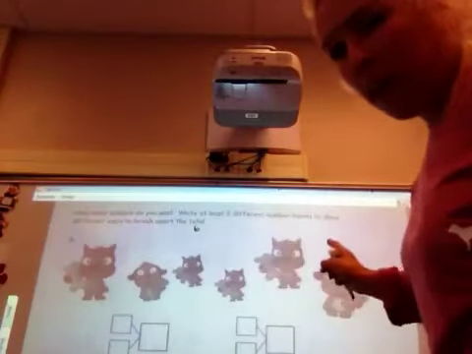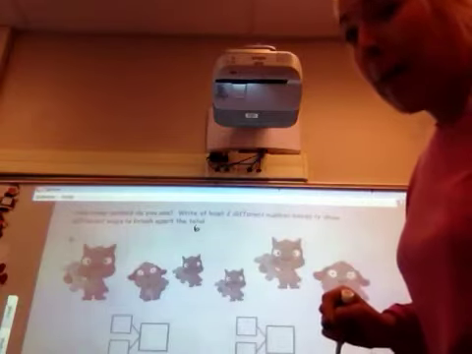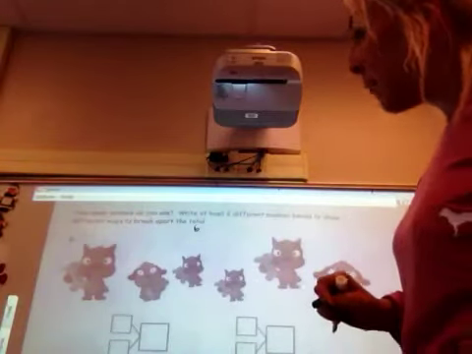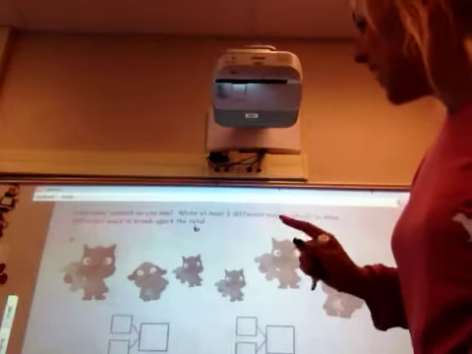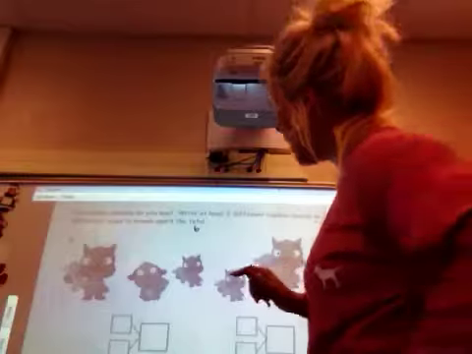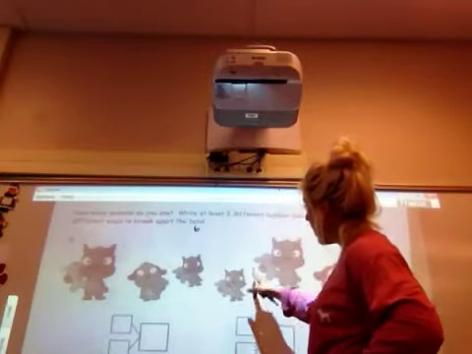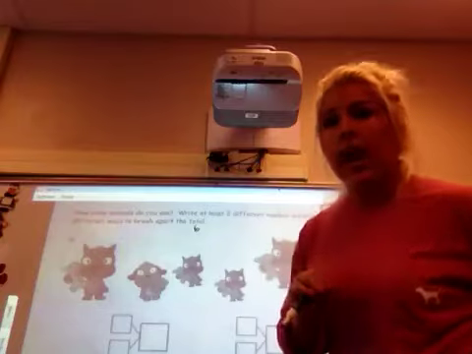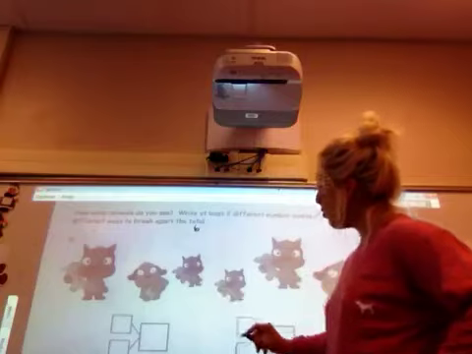So take a look at the animals. What is different about these animals? I bet some of you said that some look like cats and some look like dogs, right? So let's see how many are cats. We have 1, 2, 3, 4 cats. Now how many are dogs? Let's count those. 1, 2.